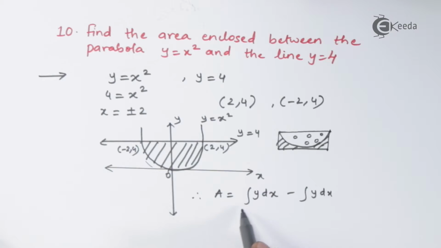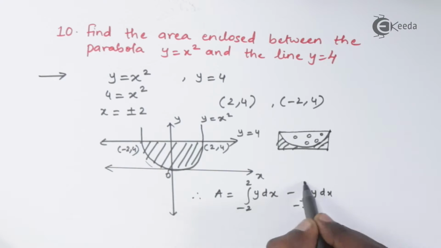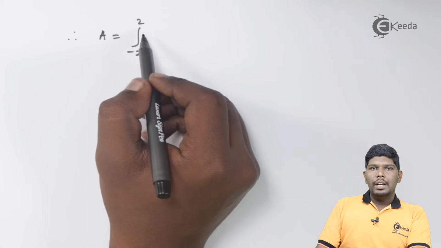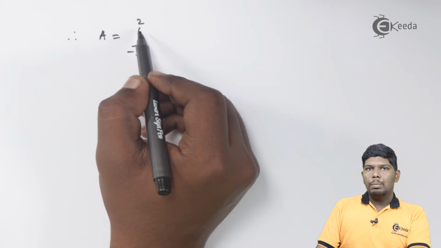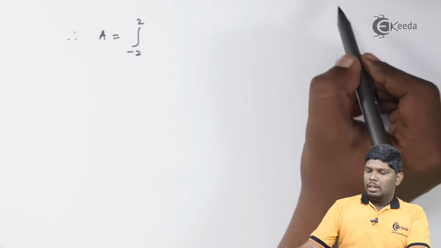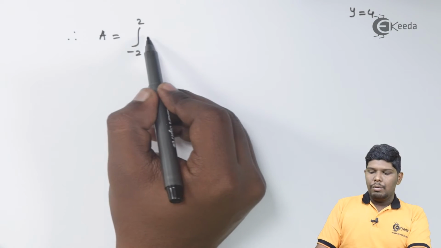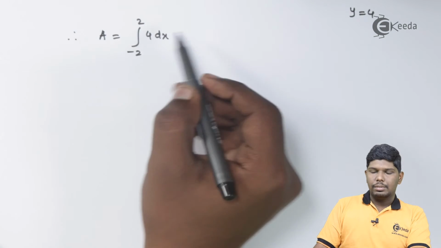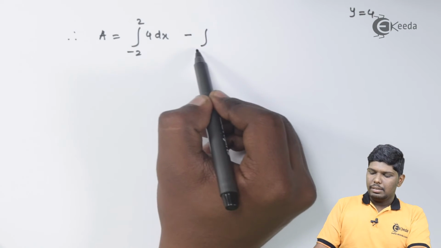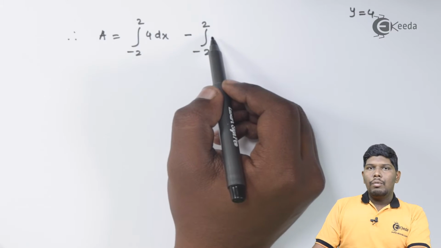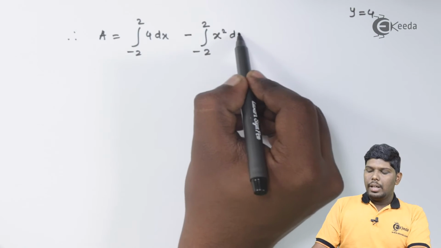Both will have the same limits, that is minus 2 to plus 2. In the first integral, the value of y, we will pick from the equation of the line. The equation of the line was y is equal to 4. Therefore, this will give you integral of 4 dx, minus integral from minus 2 to 2. The value of y from the parabola is x square dx.